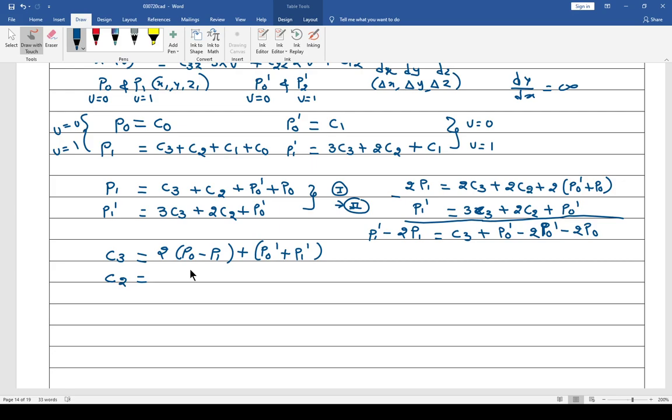Or the best way is to do the same operation: multiply the first equation by 3 and subtract it. That is the best solution. Okay, multiply the first equation by 3 and just subtract it. That will also do.